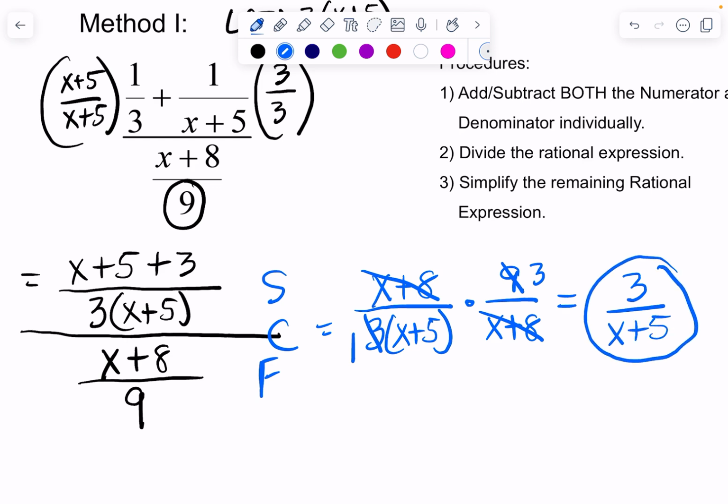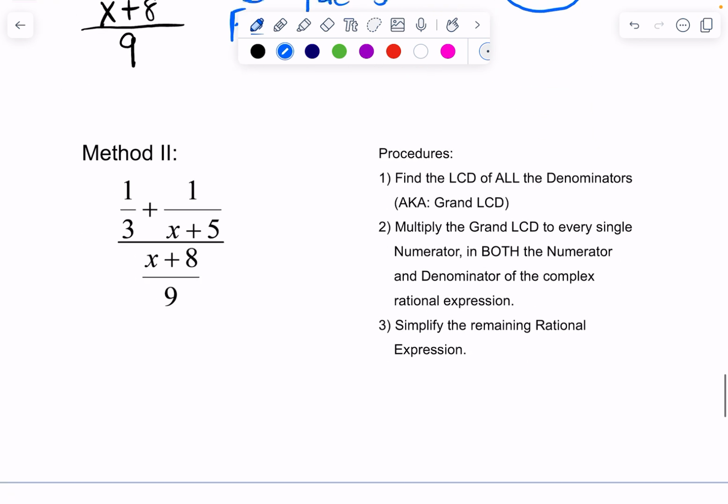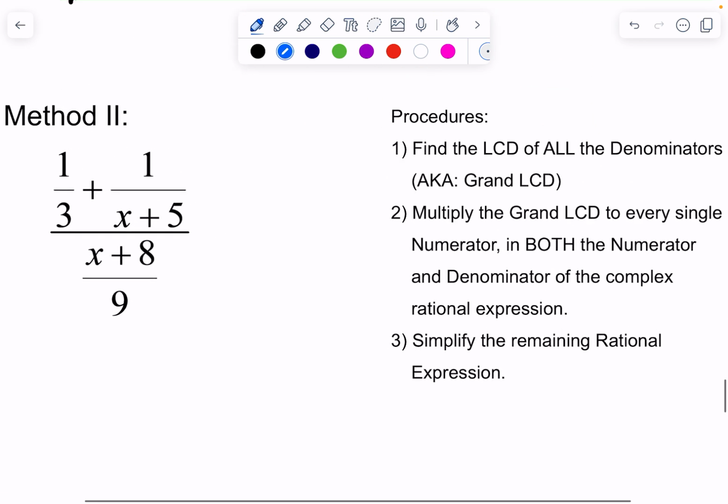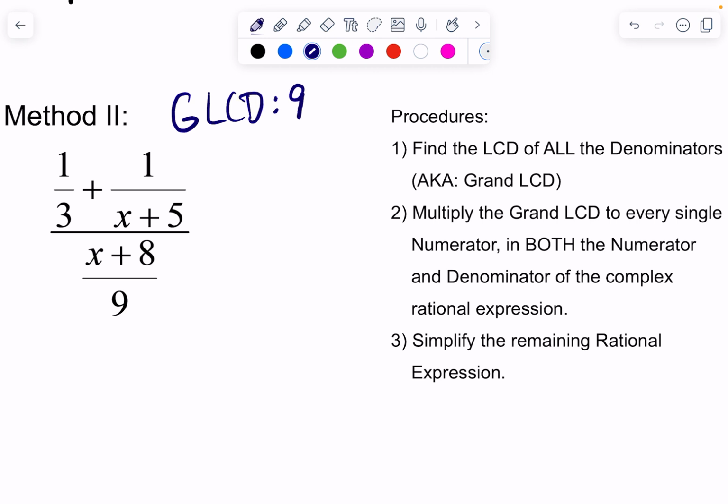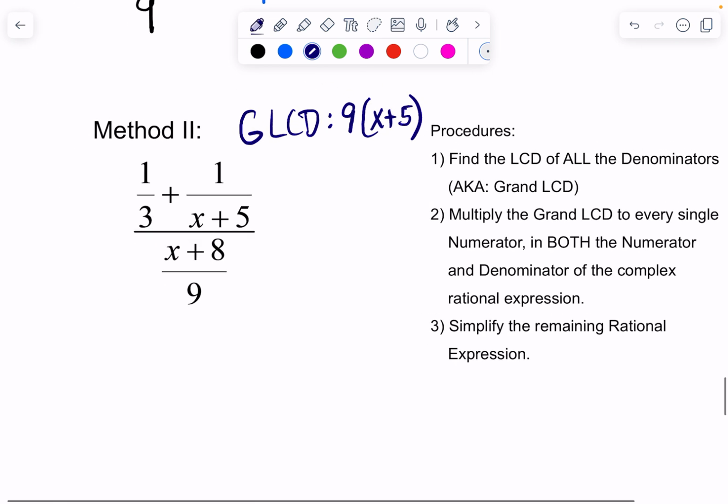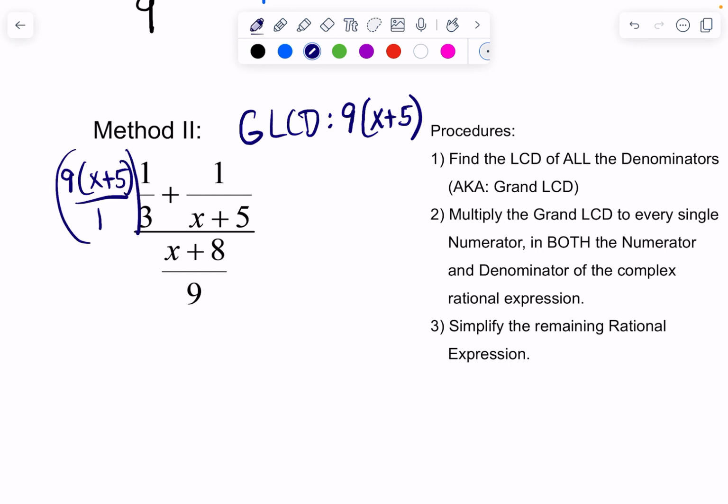All right, perfect. Method 2. For method 2, you got it, I got to find the grand LCD. So my grand LCD here in this case is 9 times x plus 5. So I'm literally going to multiply 9 times x plus 5 to every single numerator. Remember, we're doing that because we want to cancel the denominators. And my last one over here.